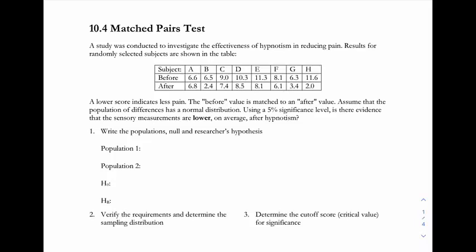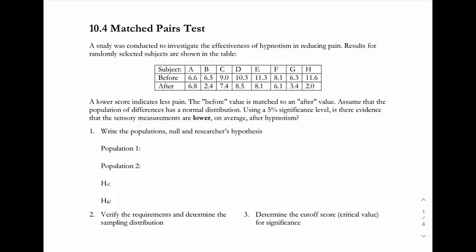Here we have subjects A, B, C, D, E, F, G, and H with their before and after applying hypnotism. A lower score indicates less pain. The "before" value is matched to an "after" value. Assume that the population of differences has a normal distribution, using a 5% level. Is there evidence that the sensory measurements are lower on average after hypnotism?